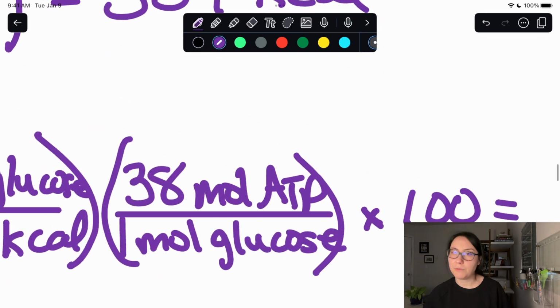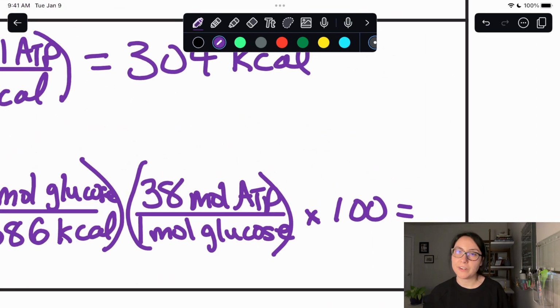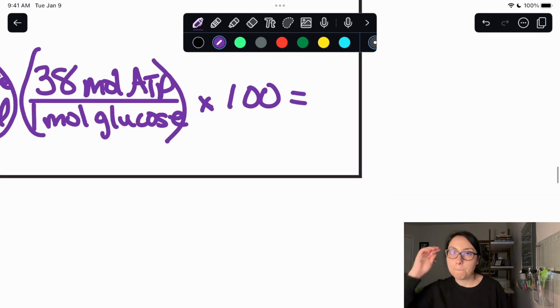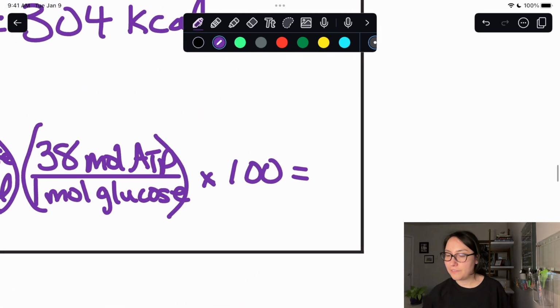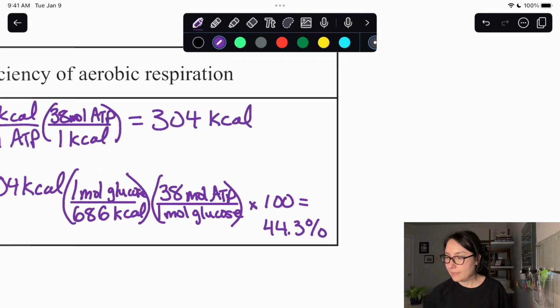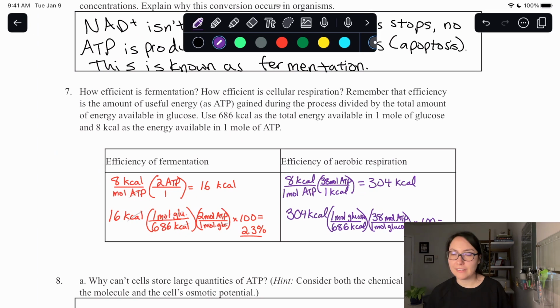Gave you 38 mole ATP. That's where it comes from. Now you do all of the math, and then you're going to come up with your answer of 44.3%. And there it is. Math done. Let us move on, yes?